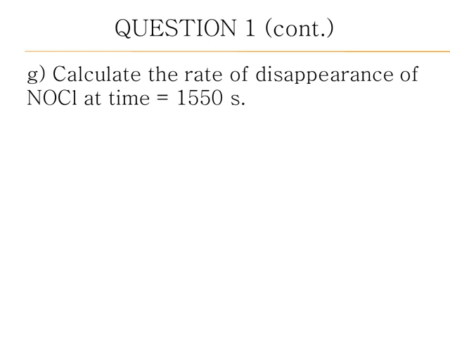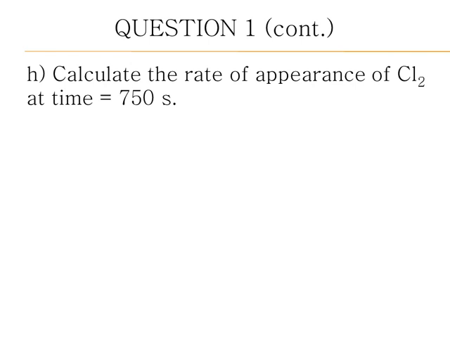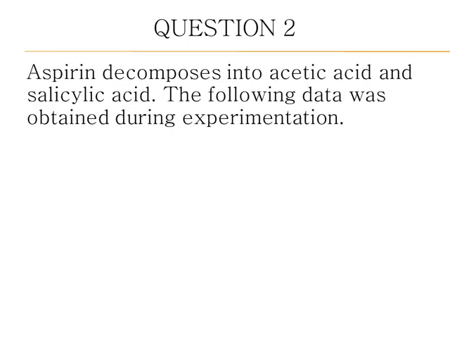Part G asks us to calculate the rate of disappearance of NaCl at time 1550 seconds, and it comes out to be 3.13 times 10 to the negative 5th molarity per second. H asks us to calculate the rate of appearance of Cl2 at 750 seconds, which comes out to be 2.54 times 10 to the negative 5th molarity per second.